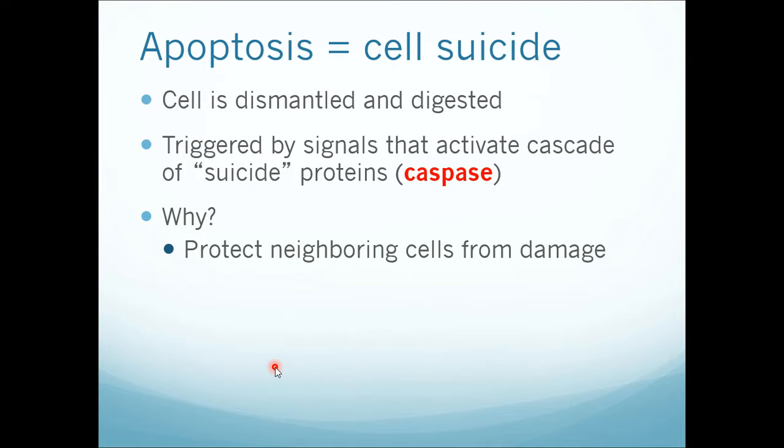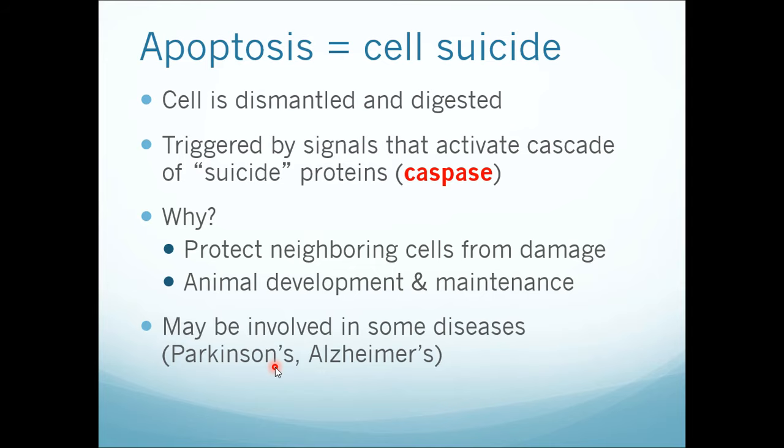Now, why would a cell ever want to do this, or why would that help an organism? Sometimes it helps protect a neighboring cell from damage. Sometimes it's necessary for your development or your maintenance as your body is changing. And sometimes when this happens when it shouldn't, you can cause a lot of diseases, like Parkinson's and Alzheimer's. And if you don't undergo apoptosis when you should, so if your cells are staying alive when they really should be dying, because some of your cells should be dying every day, that should happen, then what you might get is some cells that are cancerous.